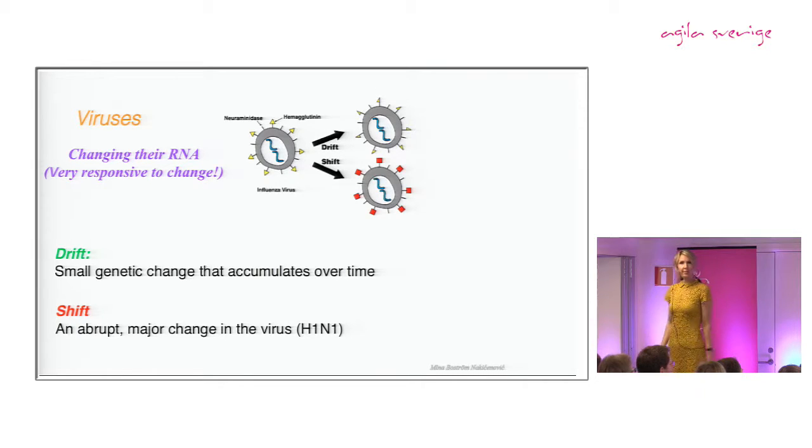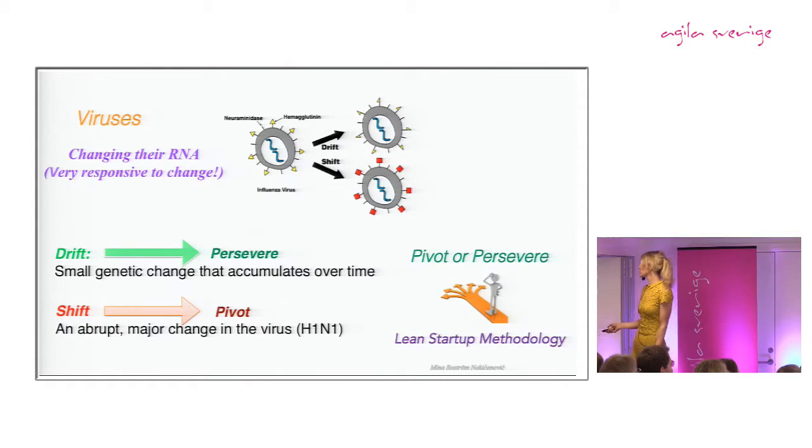Does it remind you of something? Small changes propagated over time in the same direction, and an abrupt major change. I believe that Eric Ries was inspired by virus mutation when he proposed the lean startup methodology, because drift is nothing else than persevere, when you continue developing your product in the same direction, and shift is pivot, when you completely change the direction in which you develop your product.